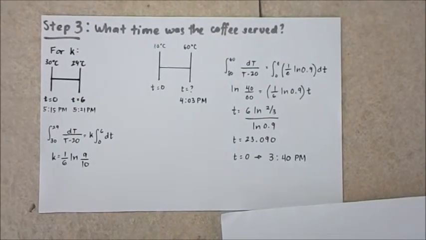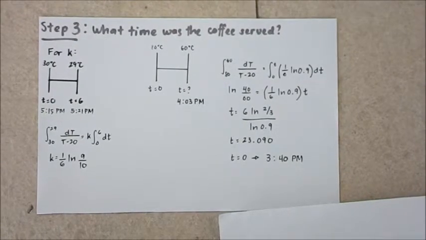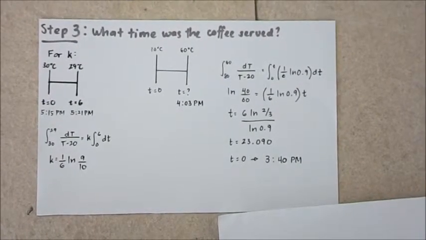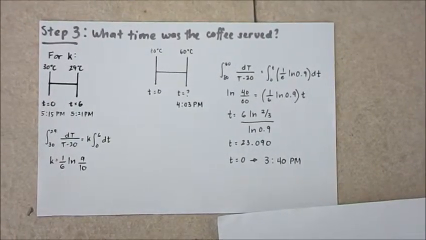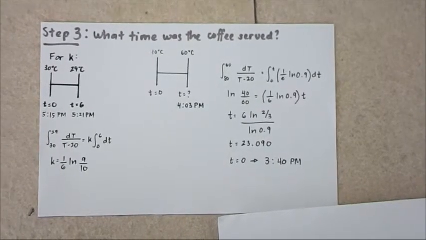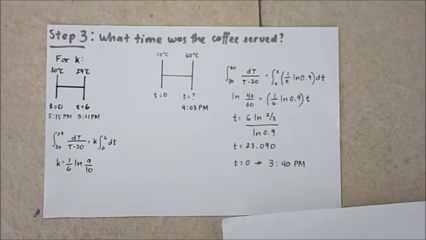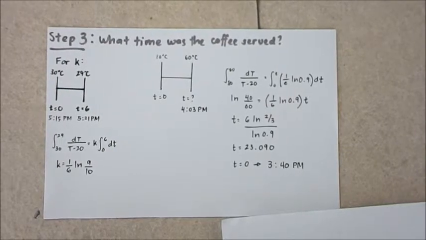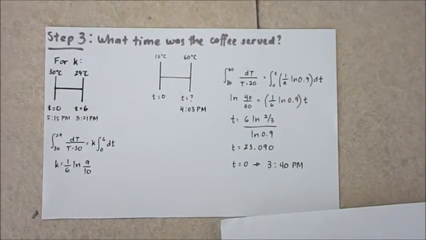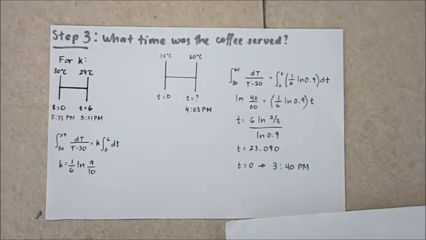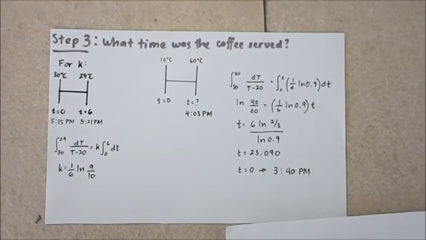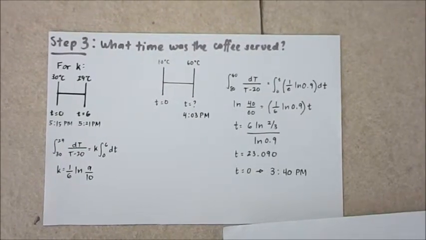Just input the limits again, then we'll have time equals 6 ln of 2/3 divided by ln 0.9, which would give us 23.090, or we can say that it's 23 minutes. Therefore, the time is 3:40 p.m.